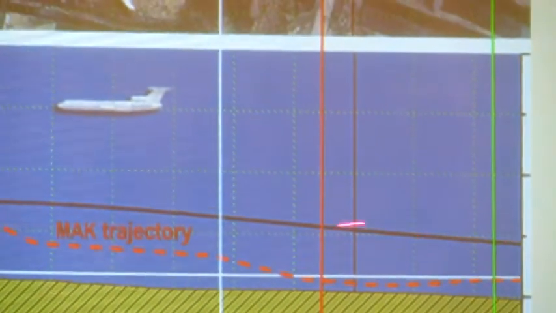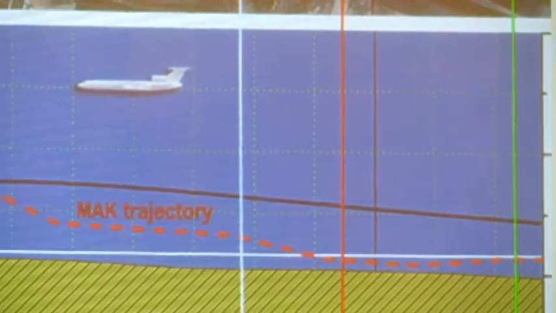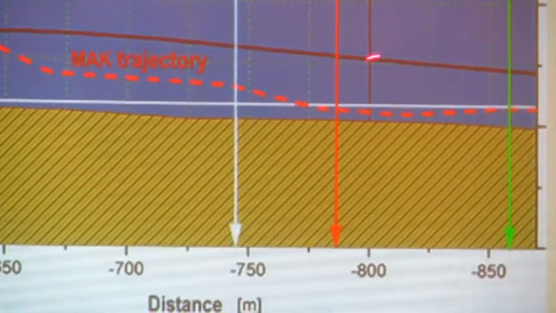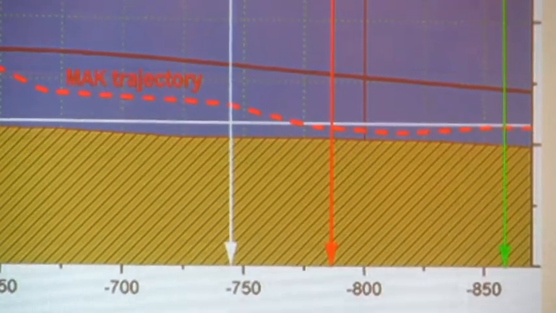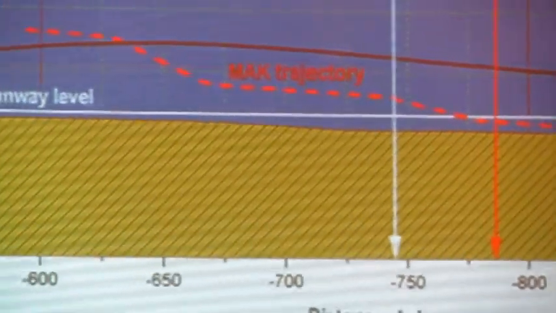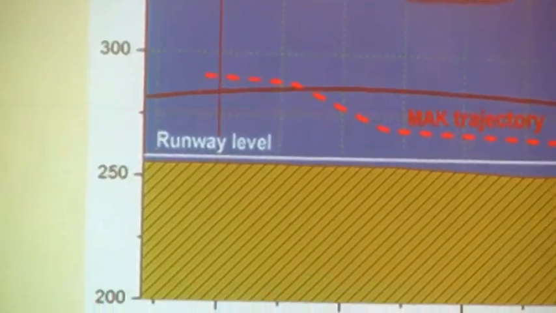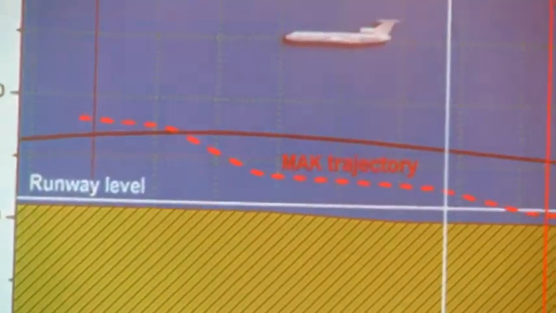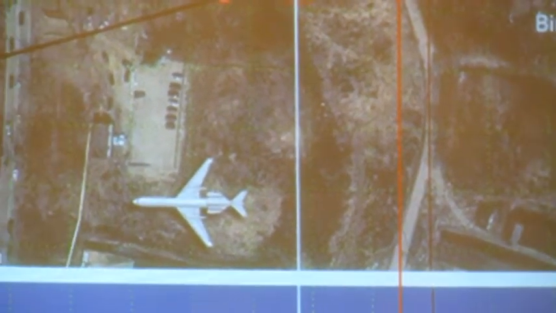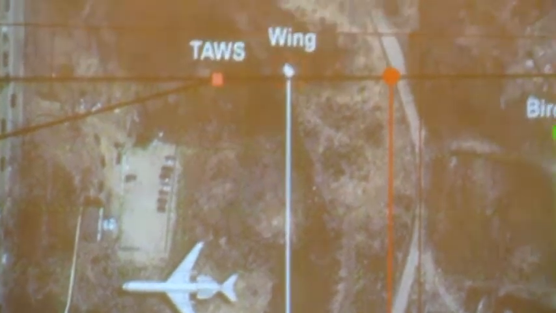In fact, the independent evaluation of the black boxes produced this curve, which means that the plane never hit the verge and flew over, but something happened in this area, in fact, which drastically changed the orientation of the plane. And that was attributed by one of the experts from Australia to an explosion of the airplane, basically, in this location.